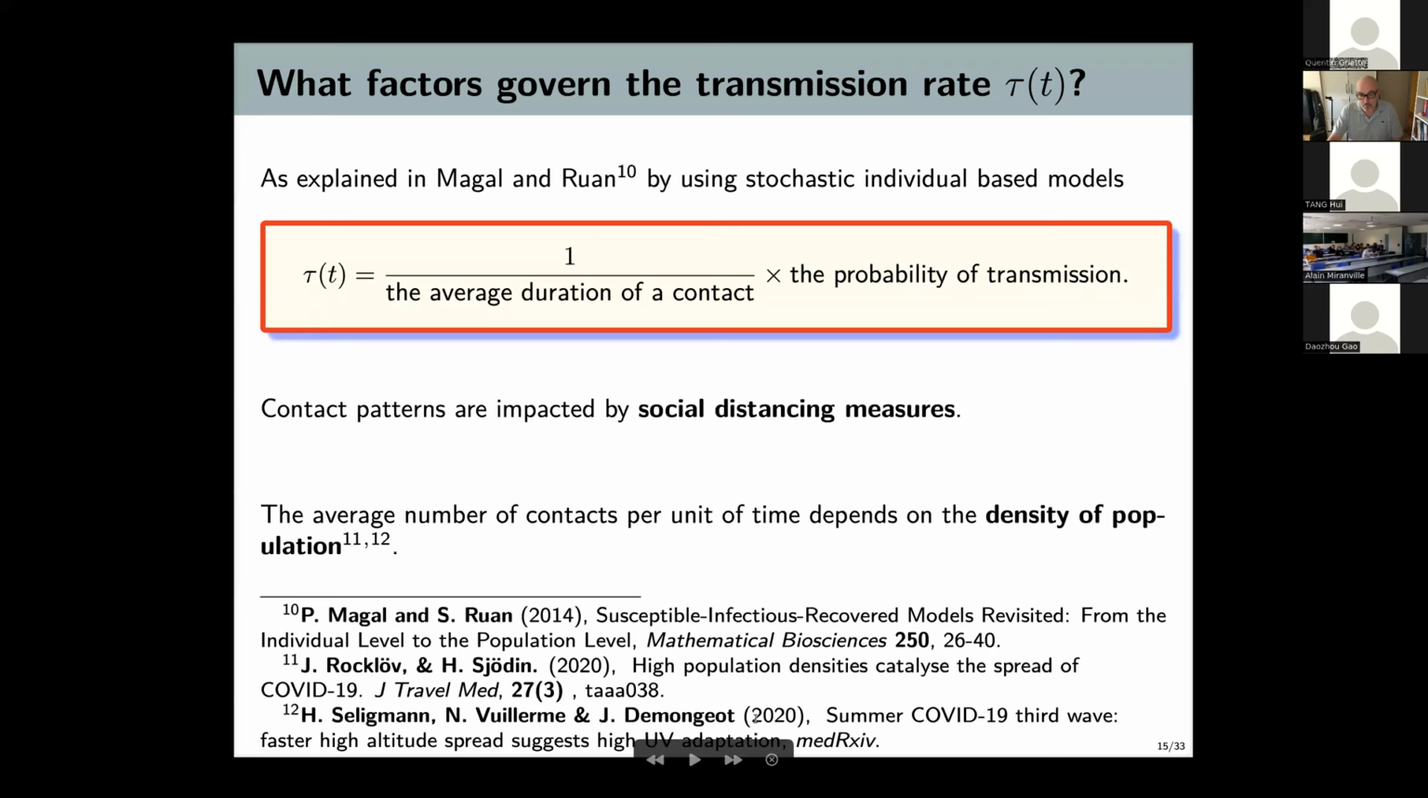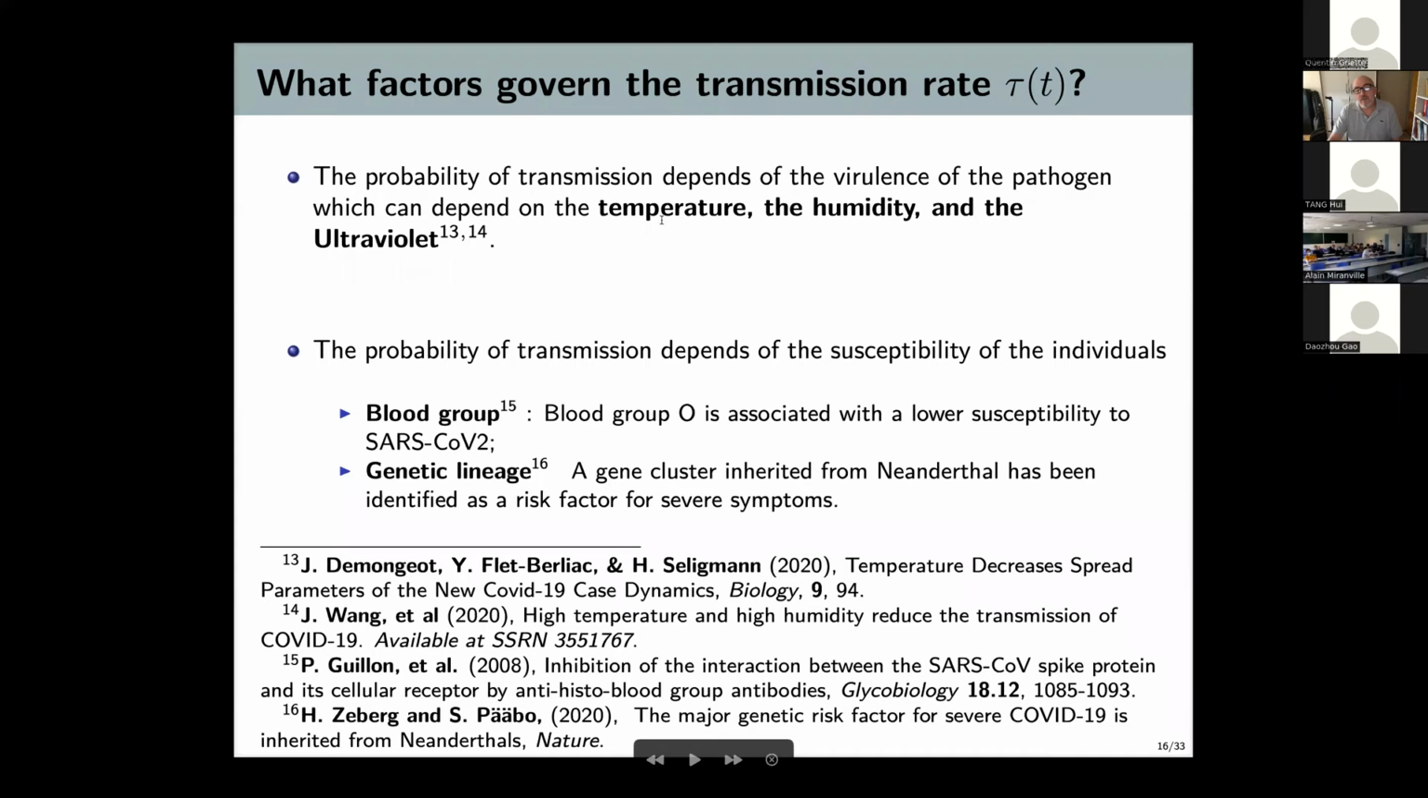And also the probability of transmission depends on the temperature and the humidity, and also the ultraviolet, because ultraviolet might destroy the virus in the air during the transmission. And so this was something that was also investigated.